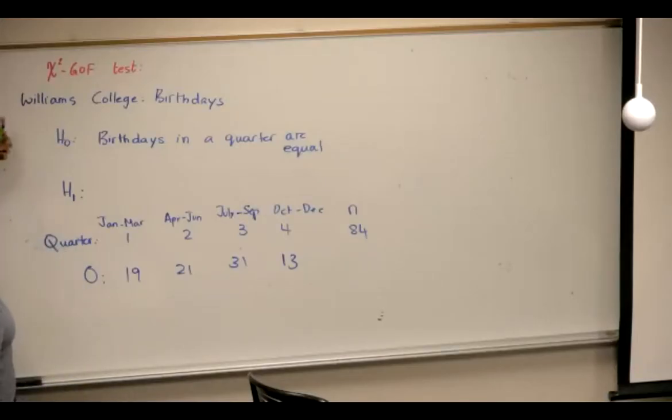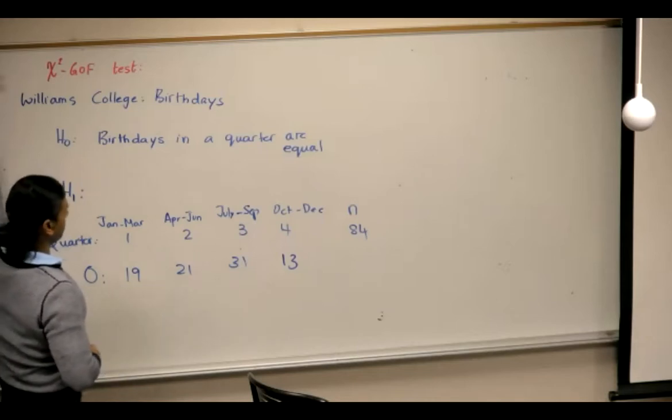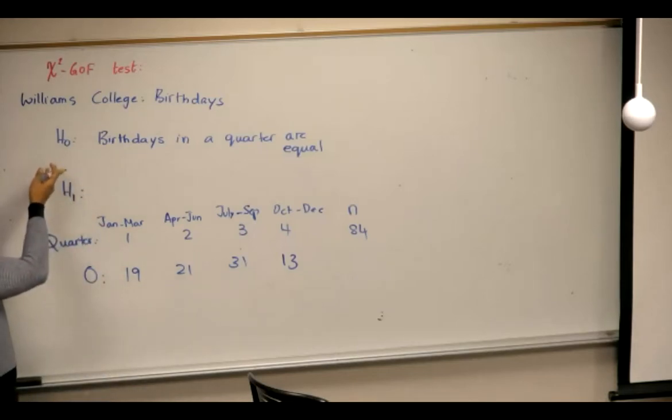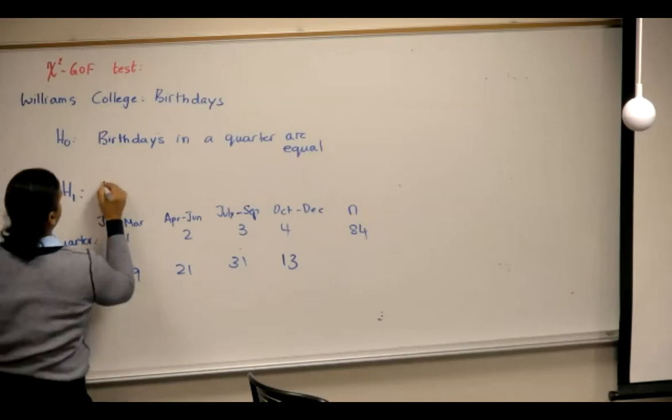So the problem is in Williams College, the student birthdays are claimed to be equal across all 4 quarters, January to March, April to June, July to September, and October to December. Well, if the null is that the birthdays are all equal, what is the alternative? They're not equal.